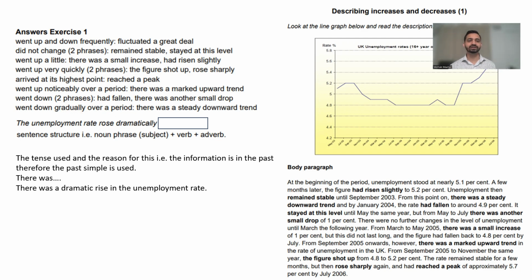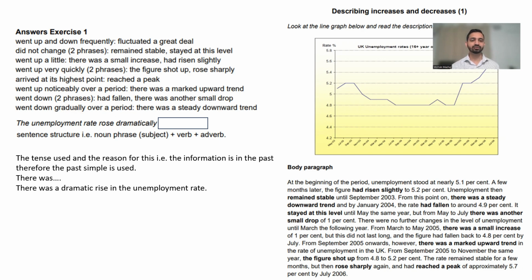Went up a little. There was a small increase. Had risen slightly. These are the phrases that you can use if you're talking about a little. Slightly, small increase. Went up very quickly. The figure shot up or rose sharply. Quickly, sharply. You can use that as well. Arrived at its highest point, reached a peak. So highest point is the peak. So you would say reached a peak.